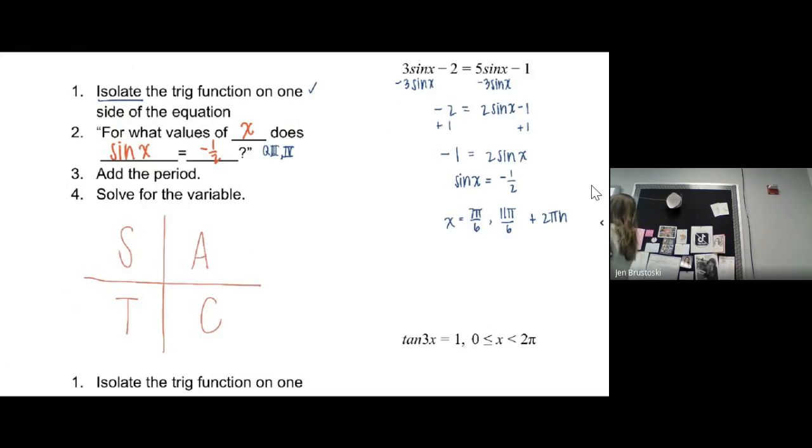Okay, so this right here is our final answer. We've already solved for the variable and all that good stuff. Just to clean up our answer, we can write it as x equals 7 pi over 6 plus 2 pi n, and x equals 11 pi over 6 plus 2 pi n.